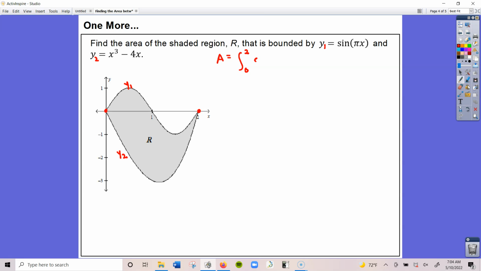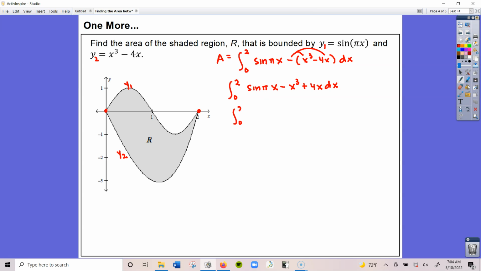So I'm going to do the sine of pi x minus (x cubed minus 4x). Don't forget to put parentheses around the second function so that we can remember to distribute that negative. So this is the integral from 0 to 2 of sine of pi x minus x to the third plus 4x dx. Now we're ready to integrate. Just to make it easier for you to see, I'm going to separate these integrals so that we can see how to integrate this sine of pi x.